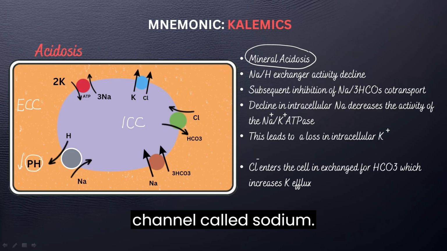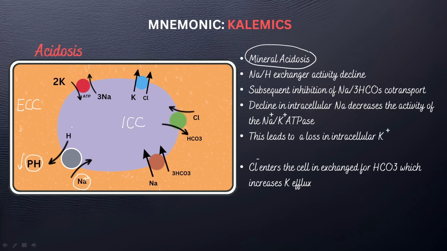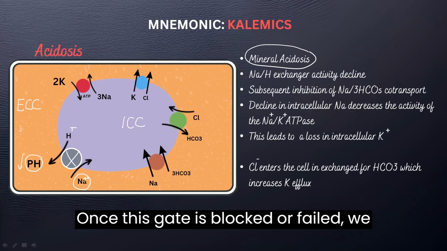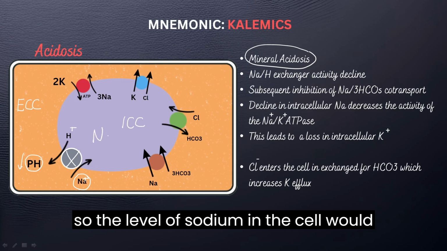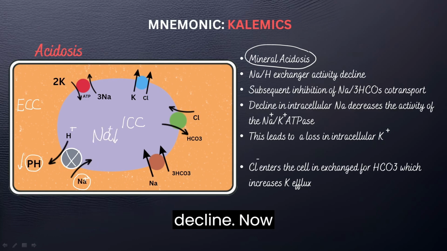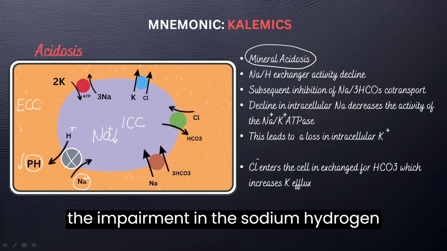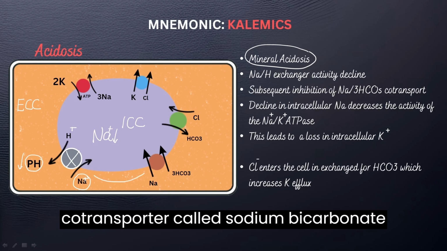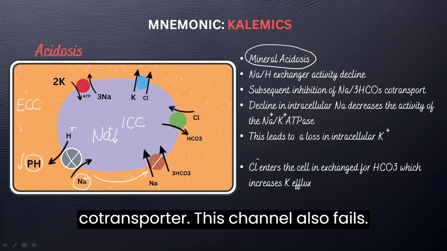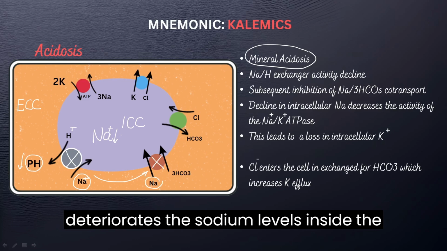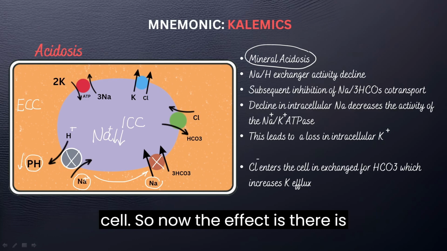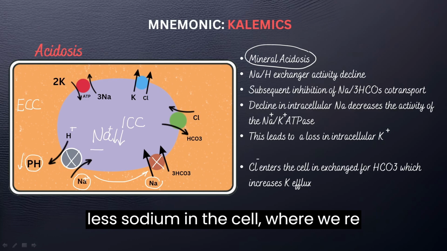So a channel called the sodium hydrogen exchanger fails. Once this gate is blocked or failed, we are not able to get sodium into the cell. So the level of sodium in the cell will decline. Now the impairment in the sodium hydrogen exchanger can also affect another cotransporter called the sodium bicarbonate cotransporter. This channel also fails. And again, we are not able to get the sodium into the cell. This further deteriorates the sodium levels inside the cell. So now the effect is there is less sodium in the cell.